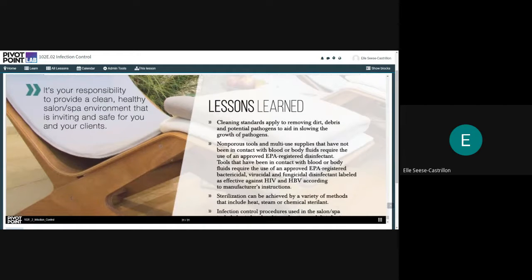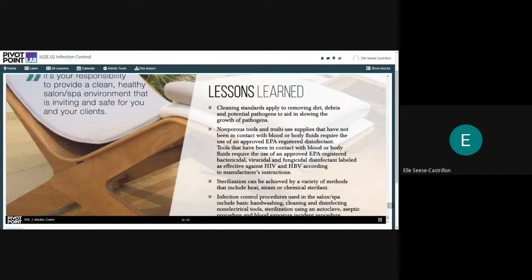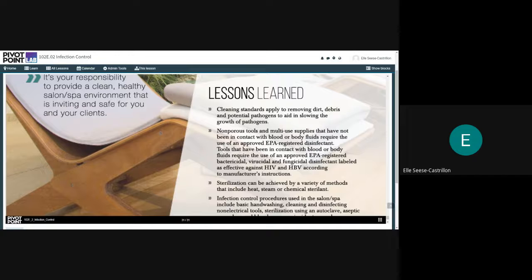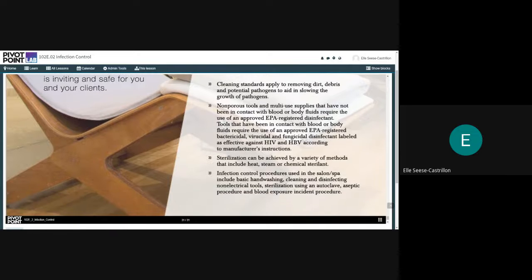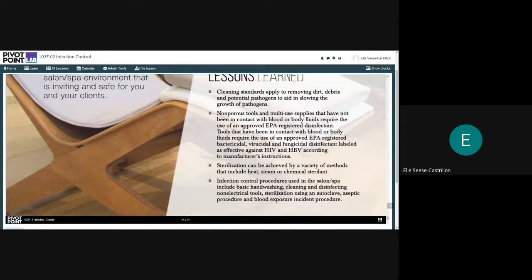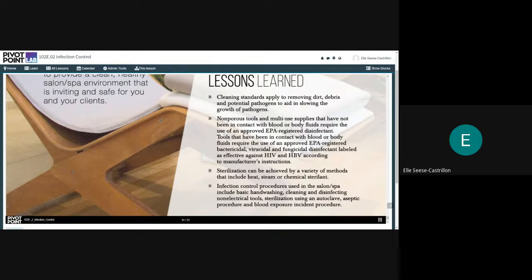It says that it's your responsibility to provide a clean, healthy salon and spa environment that is inviting and safe for you and your clients. So we learned about the cleaning standards applied to remove dirt, debris, and potential pathogens that are harmful, to aid in slowing the growth of those germs. We talked about non-porous tools and multi-use supplies that have not been in contact with blood or bodily fluids, which require the use of approved EPA registered disinfectants.